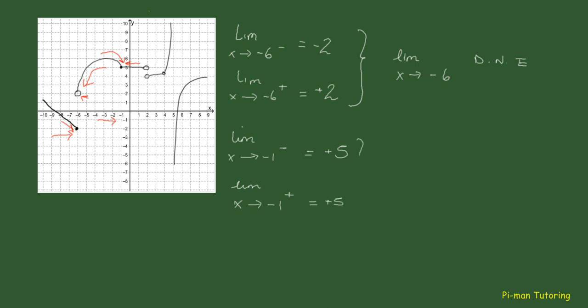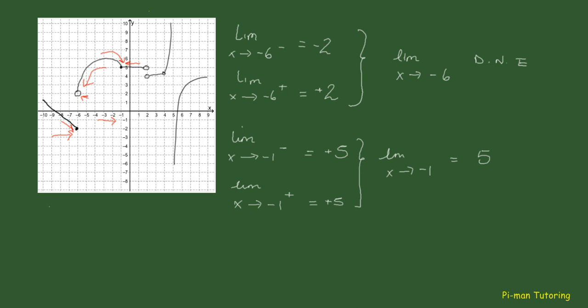And that means that the limit as x tends to -1 is equal to 5. Now let's look at a couple more locations to see what's going on.